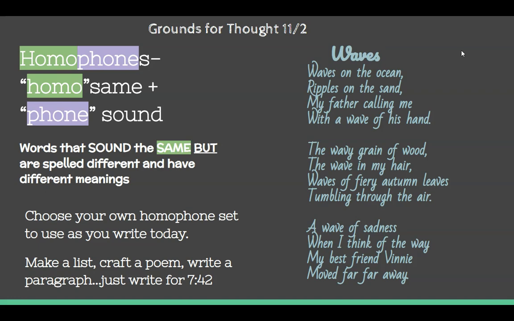So you choose. And I want you to write that homophone at the top of your paper. And then for 7 minutes and 42 seconds, just see how you're inspired. Maybe you're going to choose to write a poem.